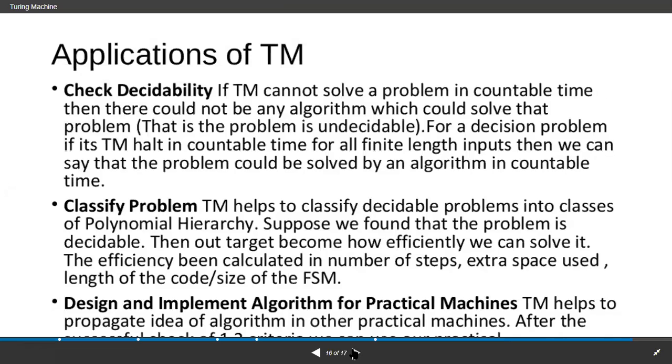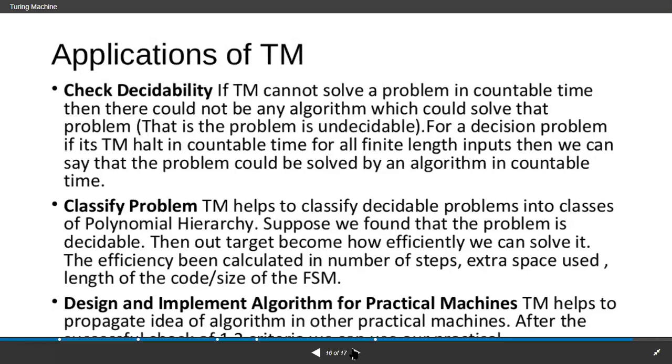That we can name it as a check decidability. We need to check whether we can decide or whether we cannot decide. Deciding means, in a countable time, by applying some algorithms, you need to solve the problem.